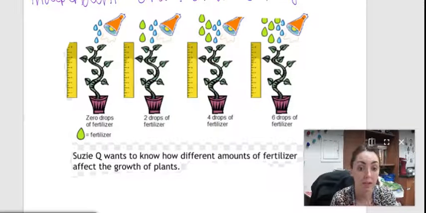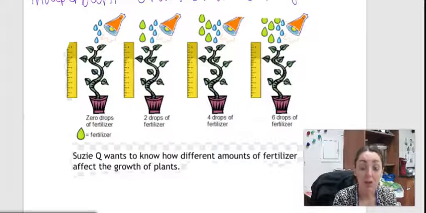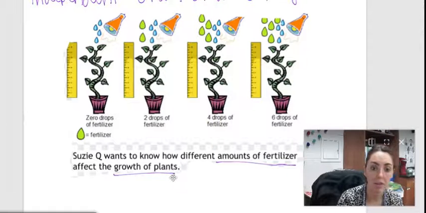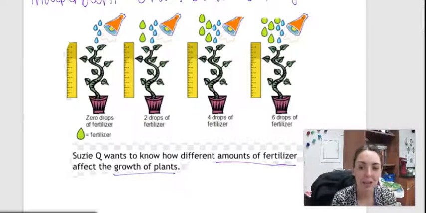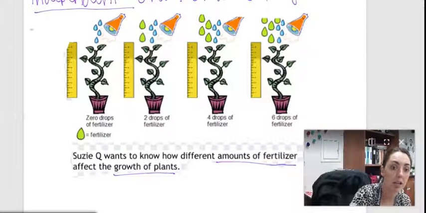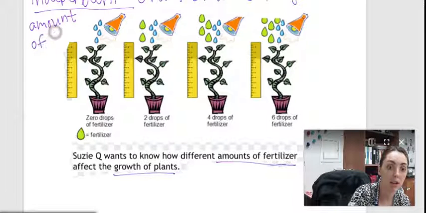So let's think about this. Susie wants to know how different amounts of fertilizer affect the growth of plants. So we're looking at different amounts of fertilizer and the growth of plants. Well, Susie can't change how the plants grow. What Susie can change is the amount of fertilizer. So the independent variable here is the amount of fertilizer, because that's what Susie can change.